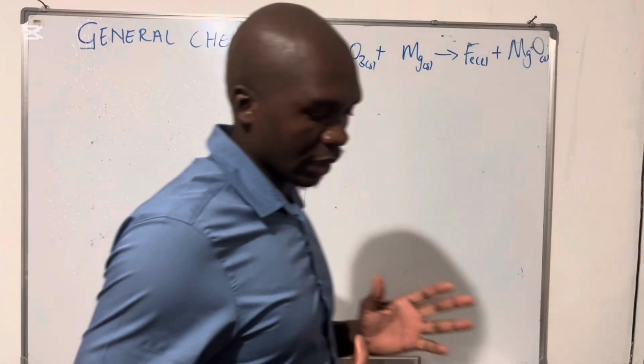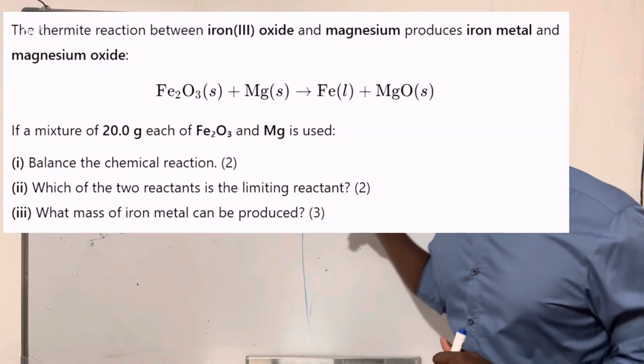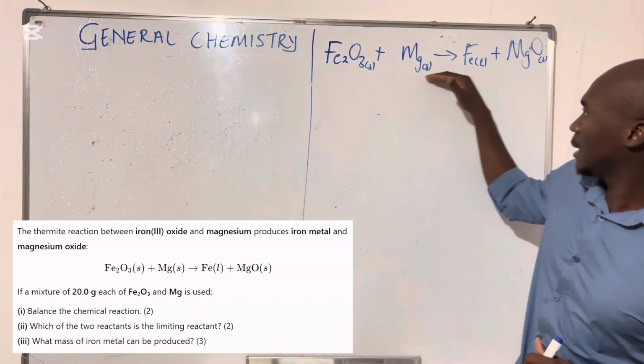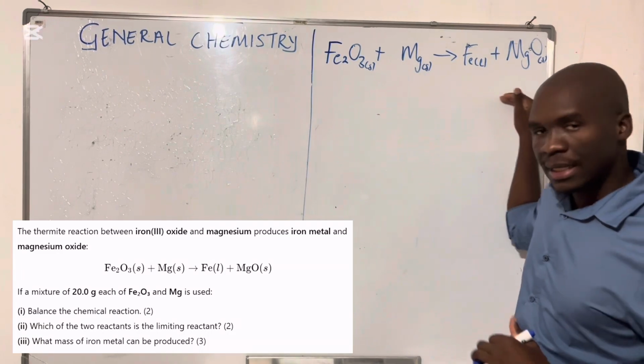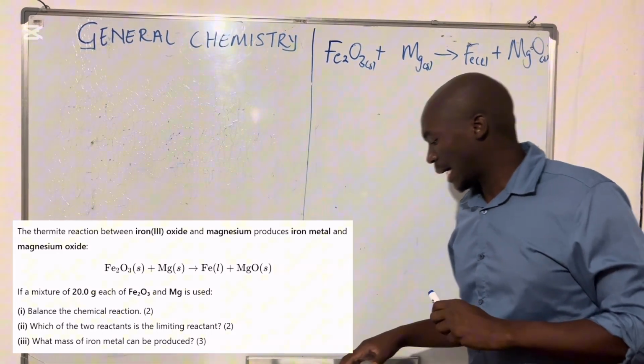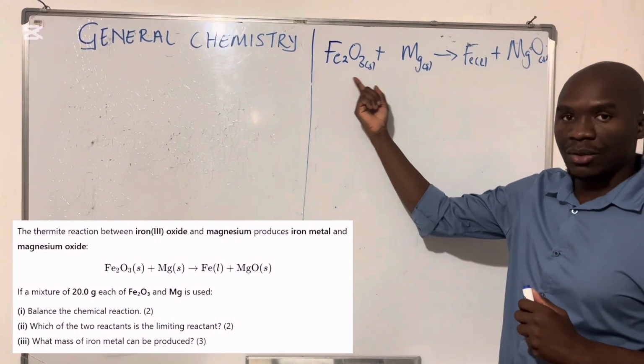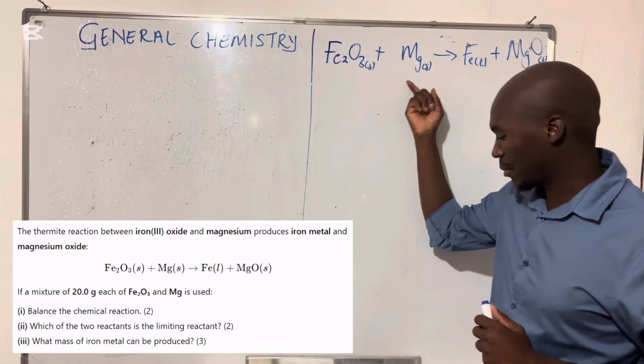Let us all look at this question. So we are given the unbalanced equation. Here it is. And the question reads as follows. The thermite reaction between the iron oxide and magnesium. This is the iron oxide. This is the magnesium that they are talking about.